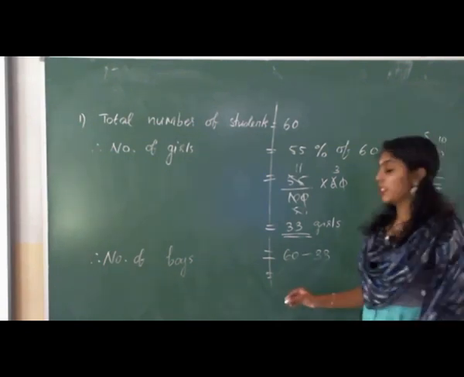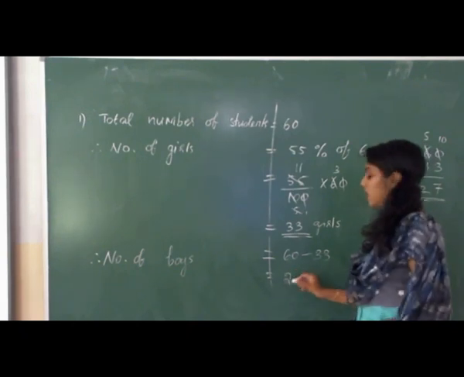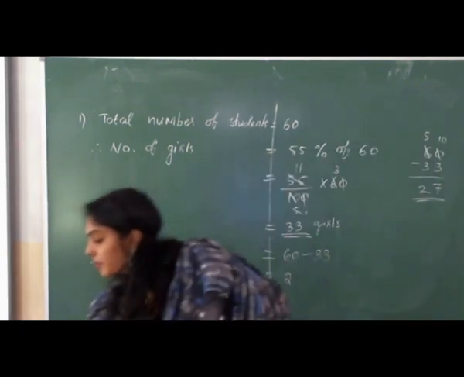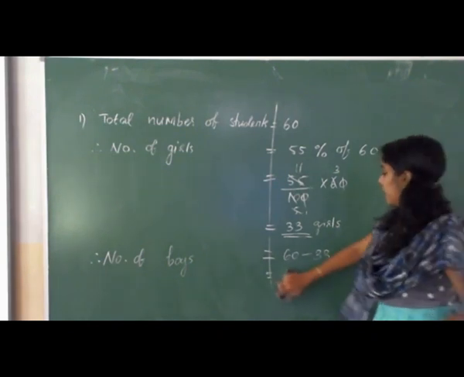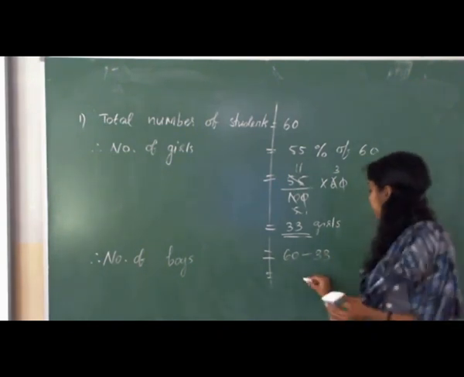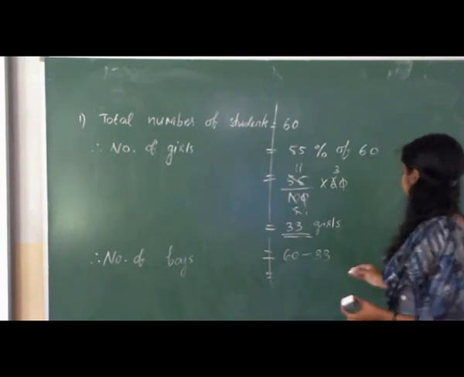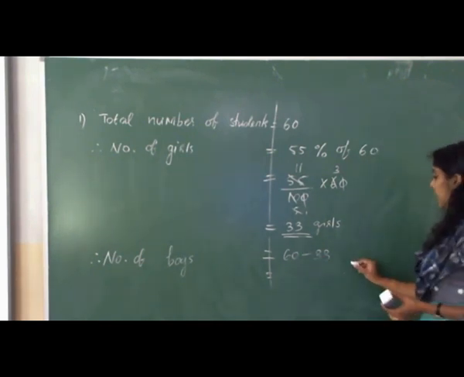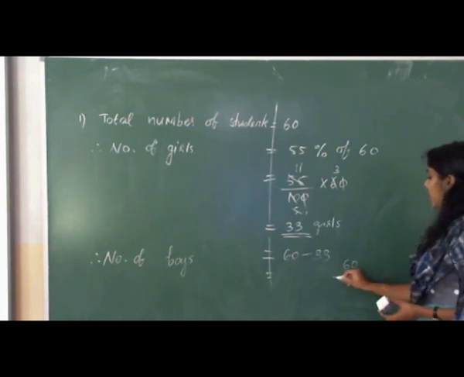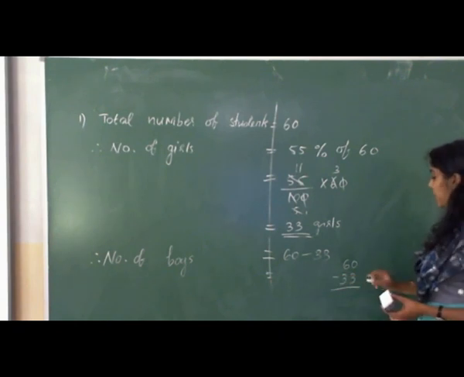What's the answer? Yes, 27. You have to do subtraction here. Okay, 60. Here there is no space. That's why I am doing 60 minus 33. Along with the answer you have to do this subtraction.